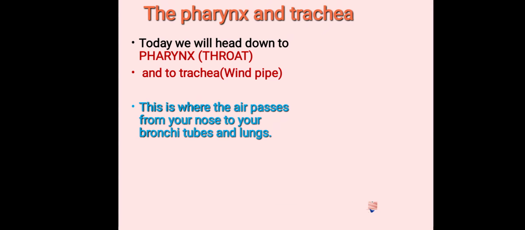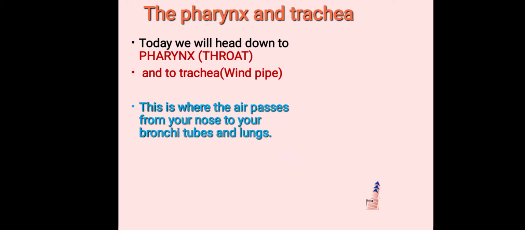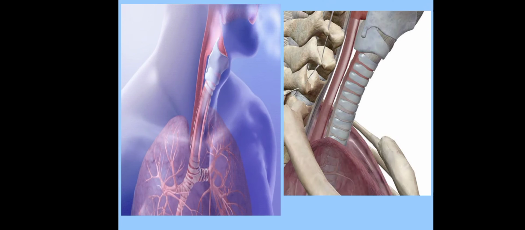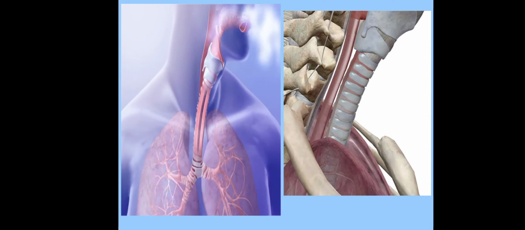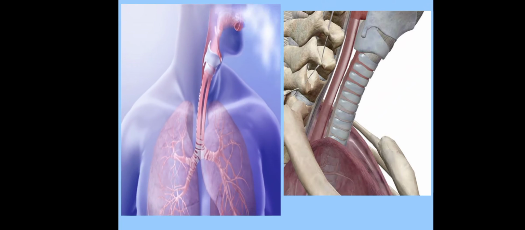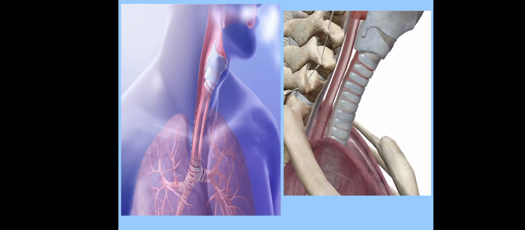This is where the air passes from your nose to your bronchi tubes and lungs. We'll be learning about the bronchi tubes and lungs later. This is how the passage, and you can see over there, windpipe and the pharynx. This is how the exchange of gases takes place.